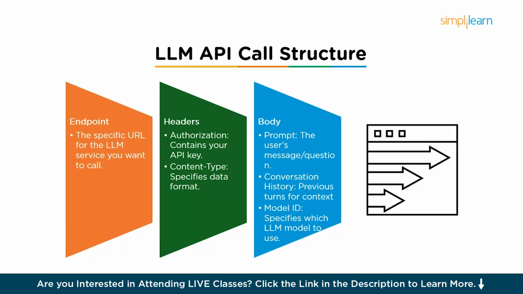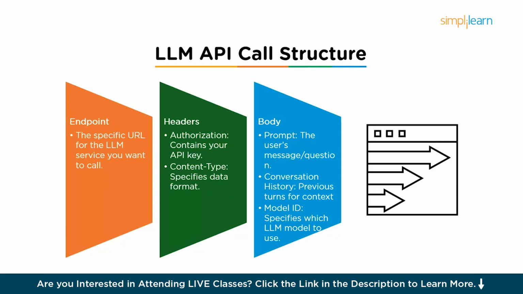Next, we have the headers of the API request. Headers provide meta information about the request itself. The most critical header is authentication, which contains your API key. This key is how the LLM provider authenticates your request and ensures you have permission to use their services. It's vital to keep this key secure. Another common header is content type, which specifies the data format you're sending in the body, typically application/JSON for LLM APIs.